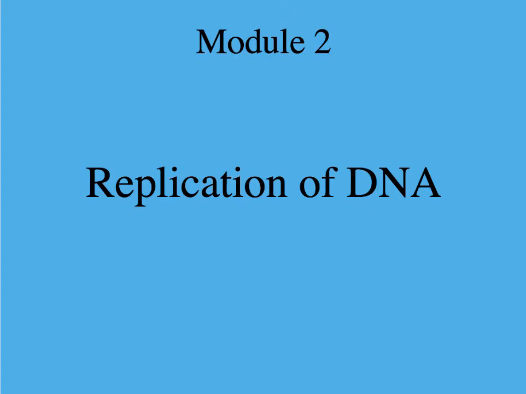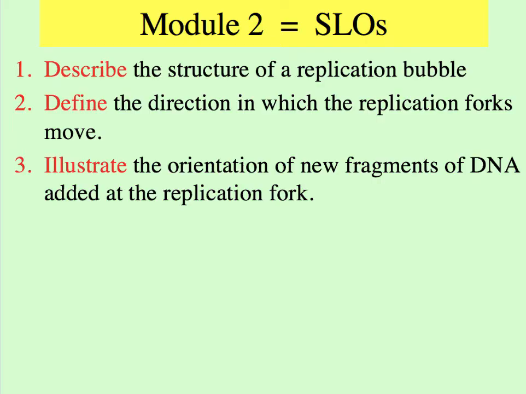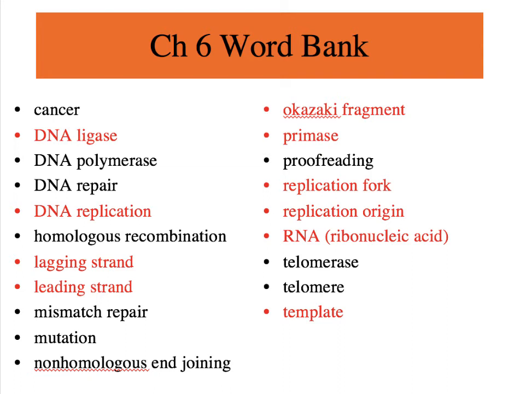In Module 2, we turn our attention to the actual replication of DNA as it occurs inside a living cell. The module learning outcomes are described here. At the conclusion of this module, the structure of a replication bubble needs to be understood, and the component parts that make up the replication bubble need to be defined. Also, the direction in which the replication forks travel along the DNA has to be understood and relayed. And finally, using illustrations, the orientation of new fragments of DNA added at the replication fork have to be correctly deciphered. Examination of the Chapter 6 word bank shows us that most of the words apply to this module.